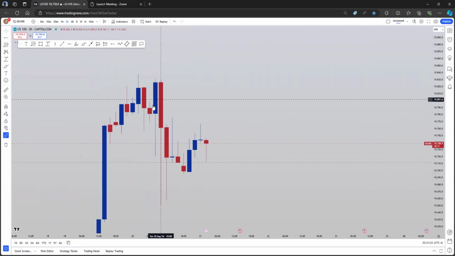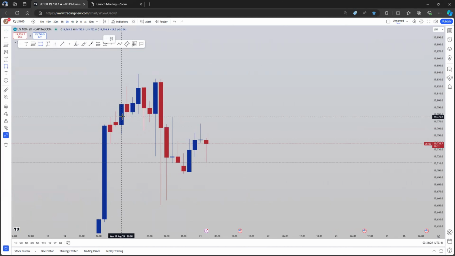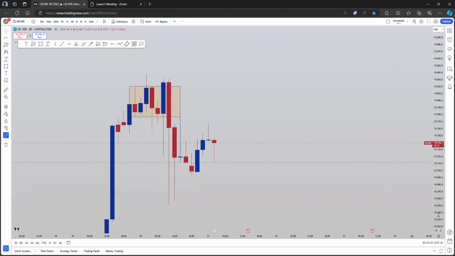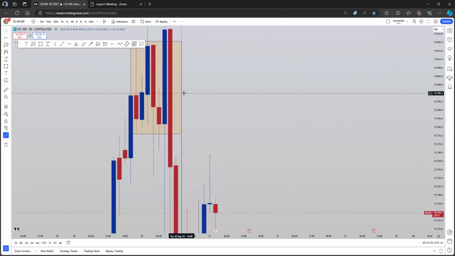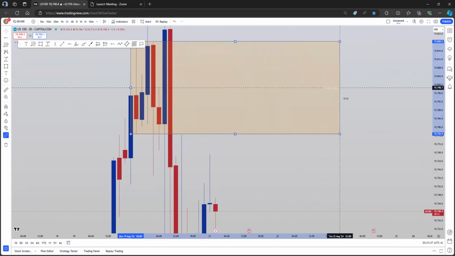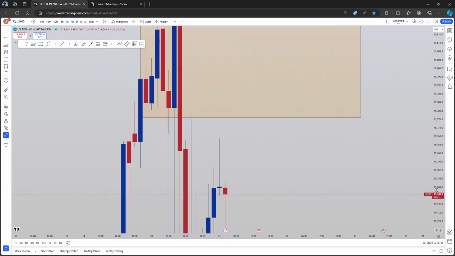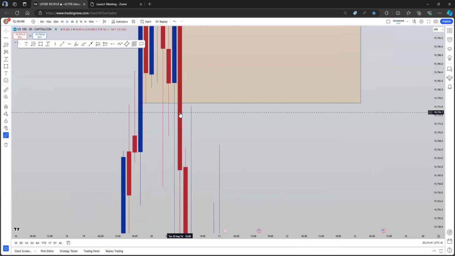So we can clearly see that with previous PA right over here, we found ourselves having a beautiful order block right there, this one. If I can maybe just box it out like that, can you see that we did have a closure below, but we never actually came back for the retest back inside this area?